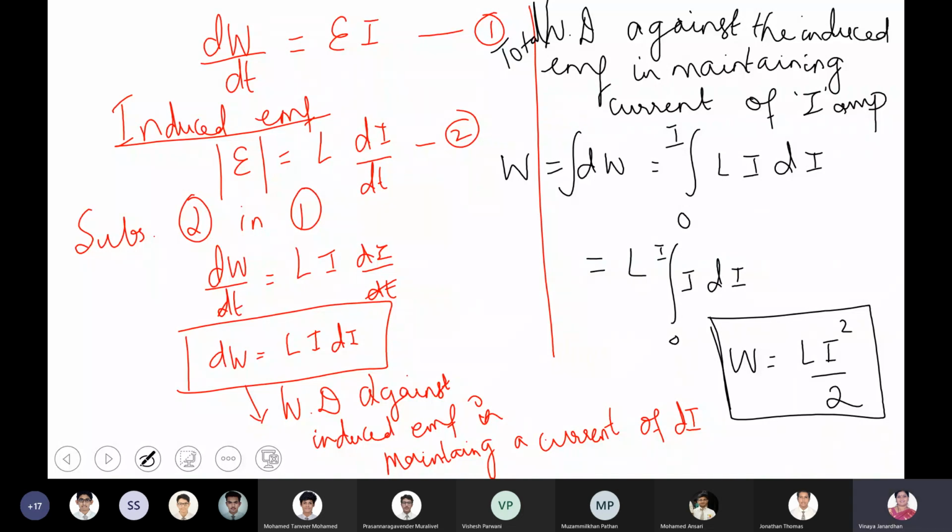So whatever work you do against the induced EMF so that a current of I ampere flows to the coil will be stored as an energy in the coil. So this work done will be equal to U. This is magnetic potential energy. So U is equal to half Li squared. After this, we need to go for graph-based questions.